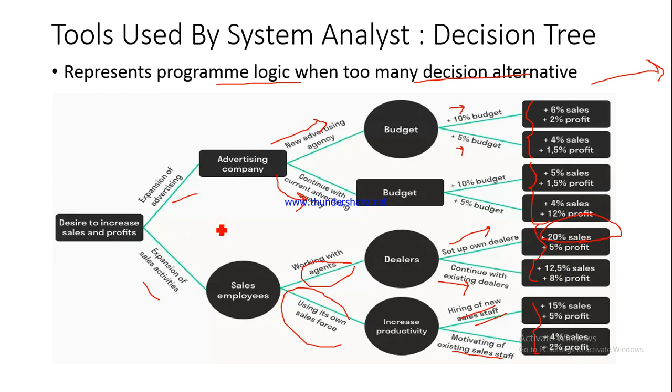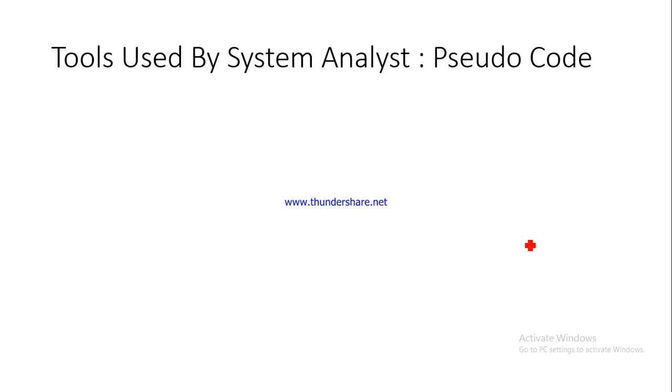Then, if you want your sales to be increased by 20%, what are the possible alternatives? Another query might be posed by the expert system: do you want to go for advertising, or do you want to go for sales activities? And supposing your response is sales activities, then the expert system will tell you to go for sales activities, work with your own agents and set up your own dealers if you want to achieve this target of a 20% increase in sales. So this is how this decision tree works. This could be used to design and develop expert systems, right?